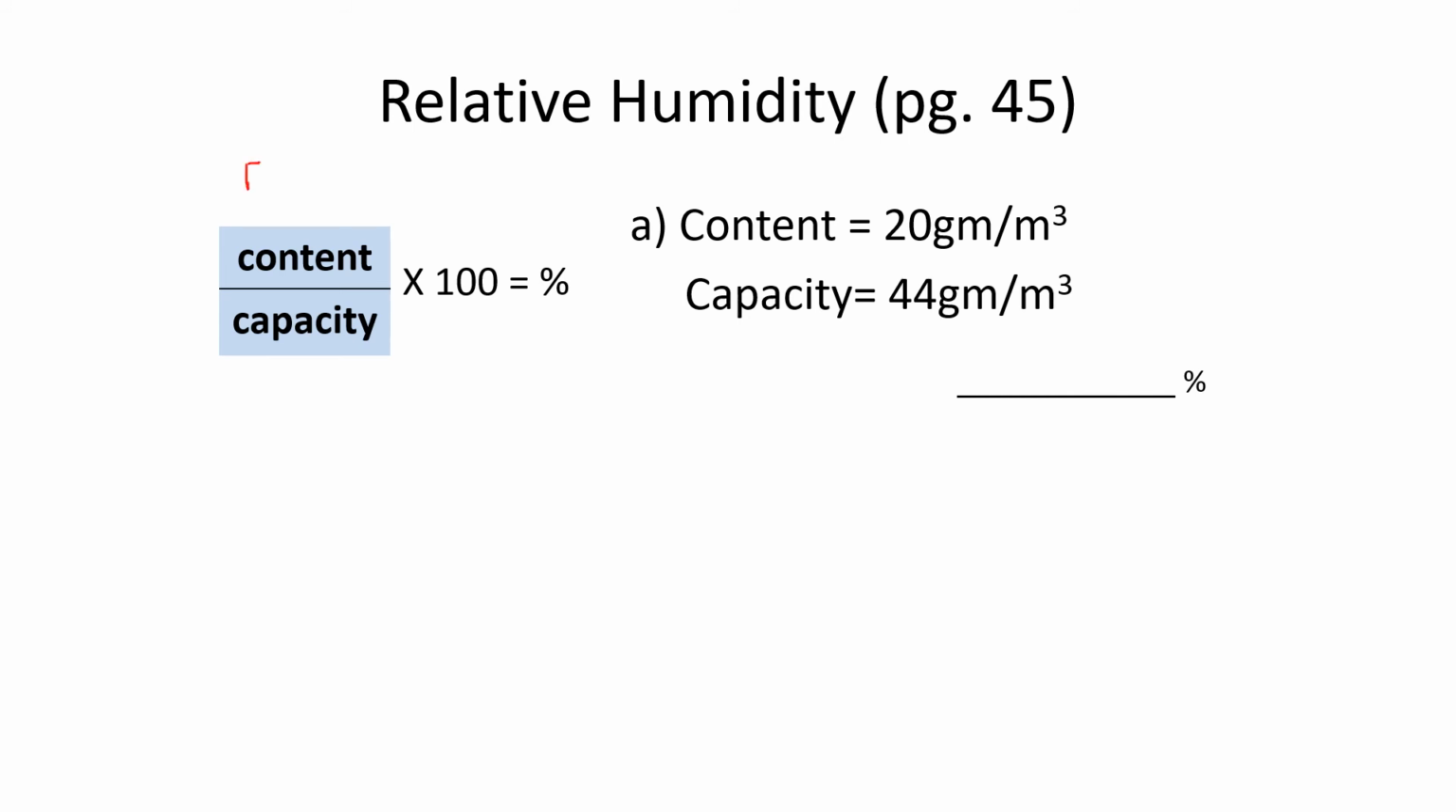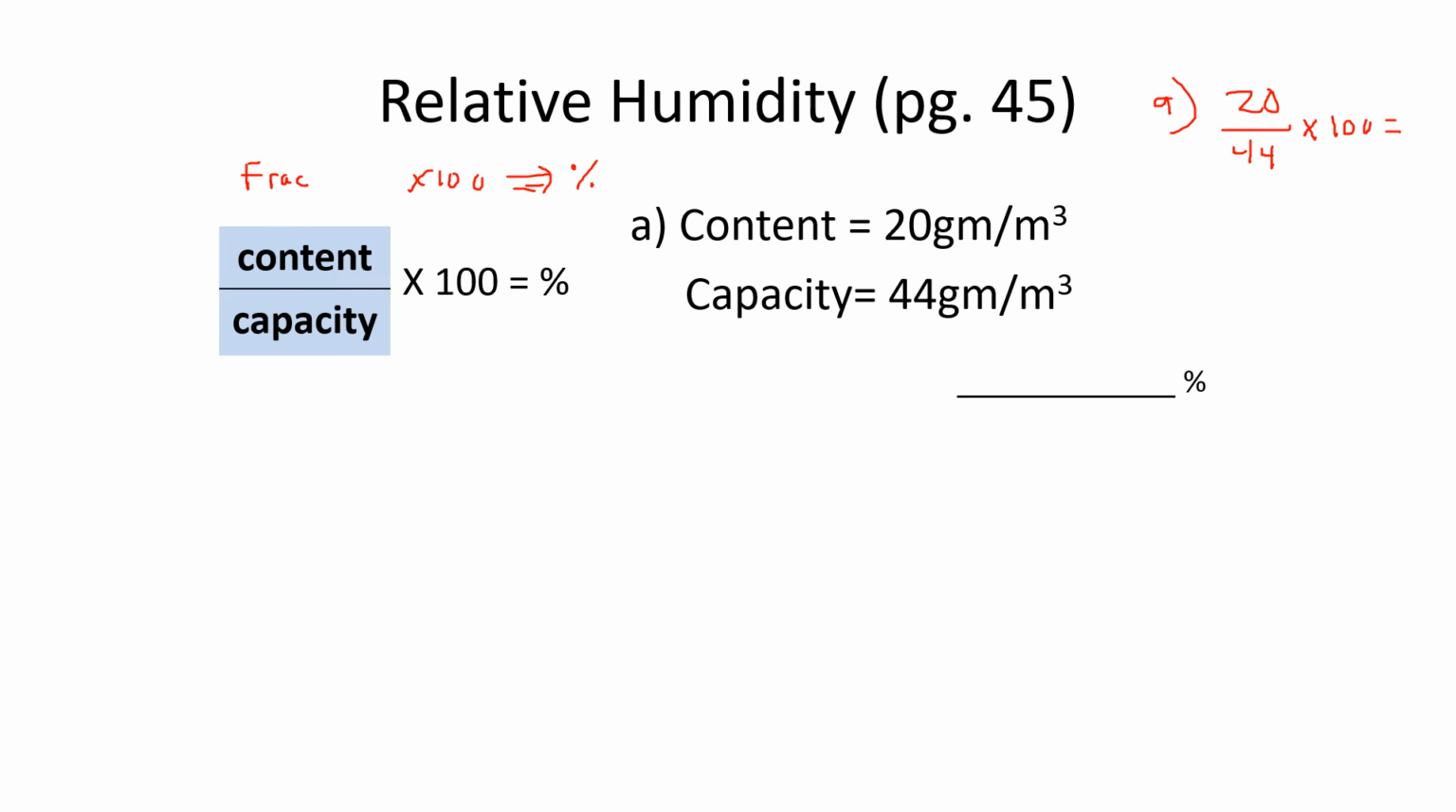Fraction, which gives you a decimal, and then when you multiply by 100, that gives you a percentage. So all you have to do is make the fraction times 100. Super easy. So for A, what's my numerator? 20. What's my denominator? 44. And to get percentage, you multiply by 100. That's it.